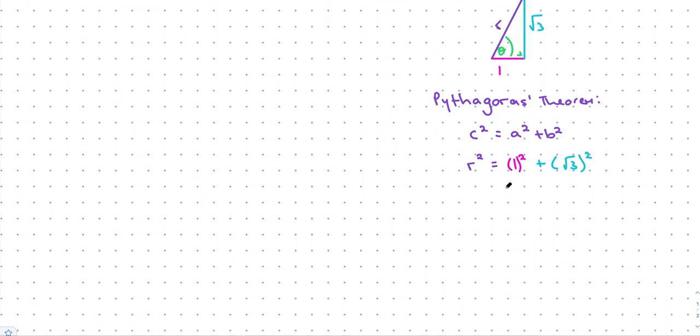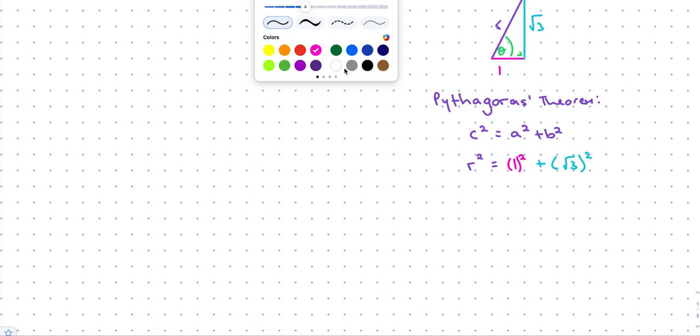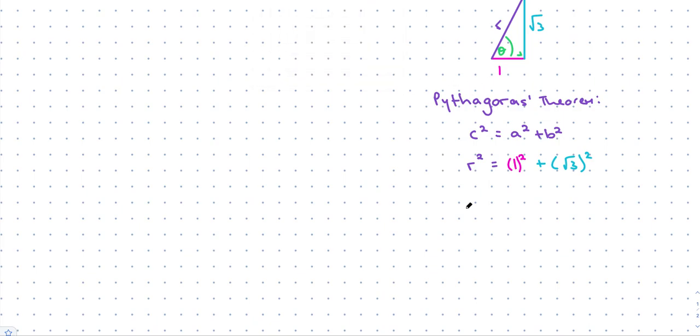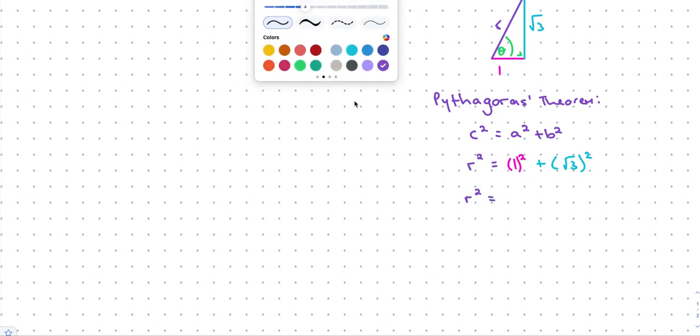So there, I've put it in brackets and I'm going to square it out. Now what I'm going to do is work my way through it. It's now just an algebra question. So I've got R squared is equal to 1 squared, which is just 1.